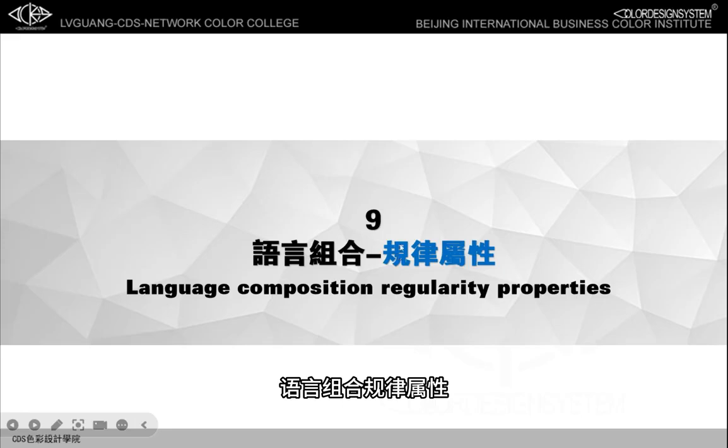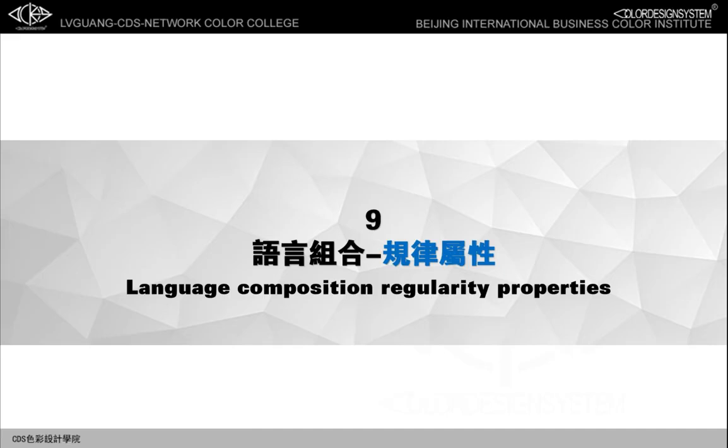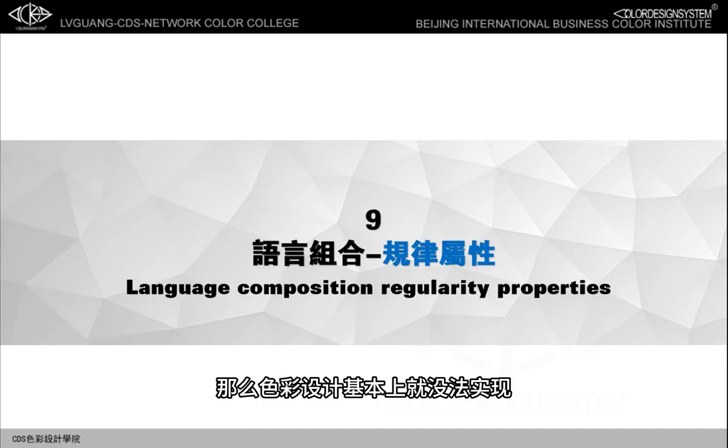Language combination law attribute. You all know that the components of all color languages need their own laws. If your color language is irregular or has no boundaries, then color design is basically impossible to achieve. That's why we have boundaries, why we have rules. Only with regularity can we have self-consistent logic, so we can quantify the color. Only quantifiable colors can be designed. Colors that cannot be quantified cannot be designed.